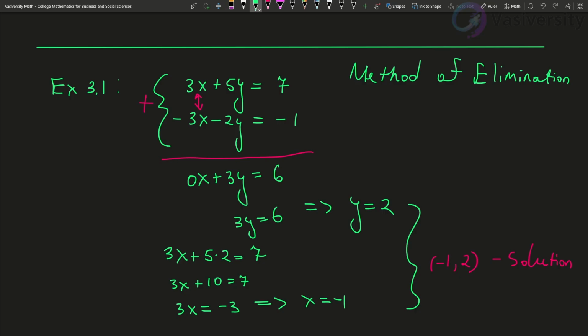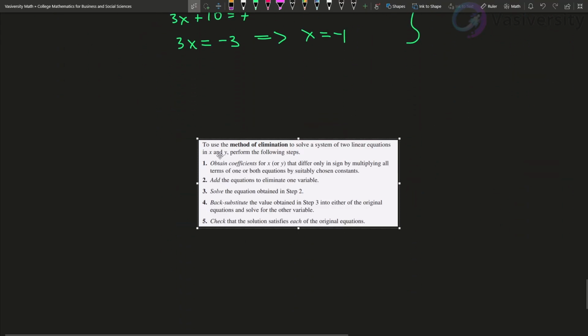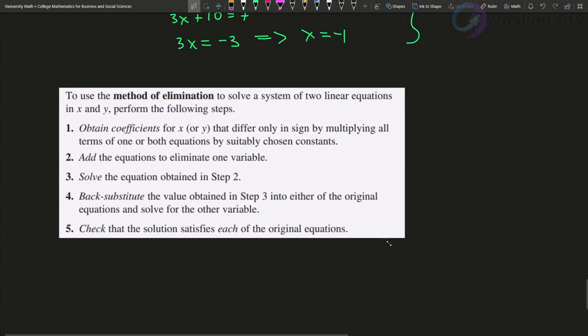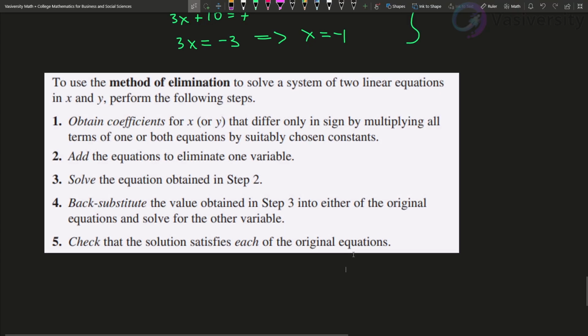So sometimes we might be able to actually multiply equations and add constants to it, right? Multiply equations by constants and then manipulate them. So the method of elimination can work this way. First we're going to obtain the coefficients for x and y that are different only by sign by multiplying all terms of one or both equations by suitably chosen constants, right?